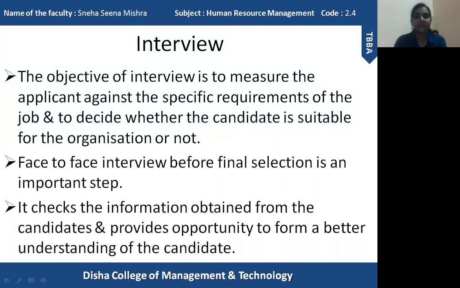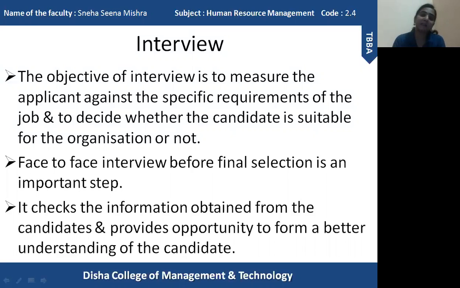Okay. So there are various types of interviews, and organizations and companies select those interviews which they think will be in accordance with the job. Means for different kinds of jobs, different types of interview processes or different types of interviews can be selected.